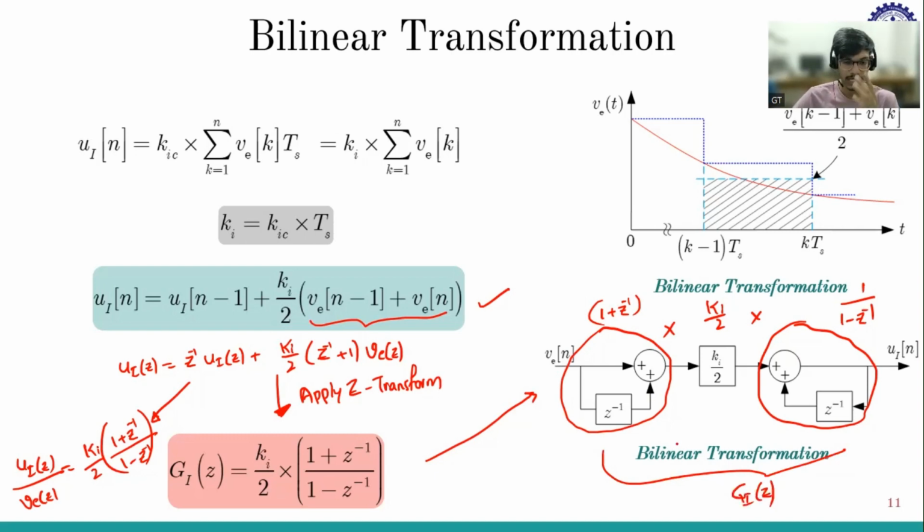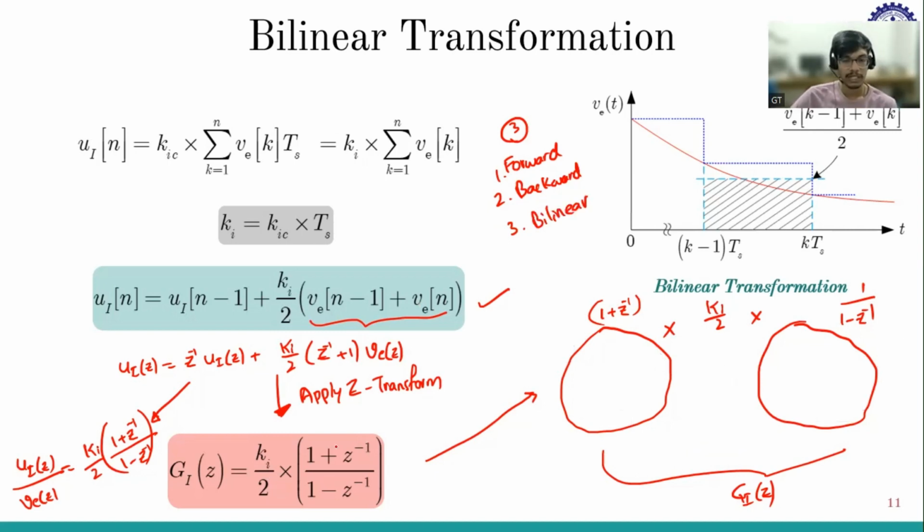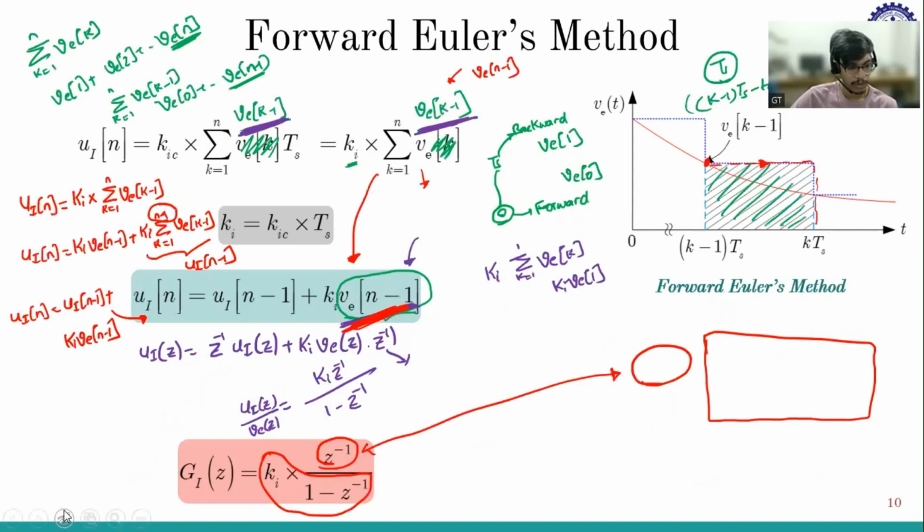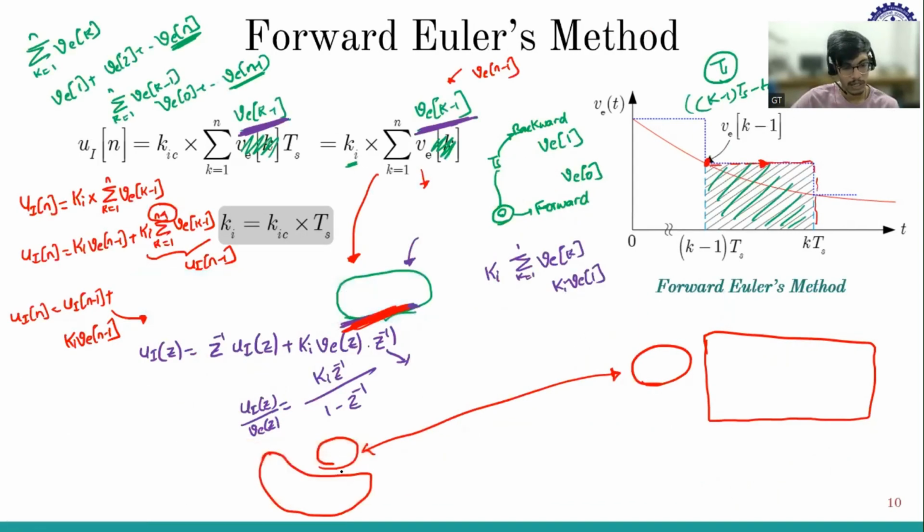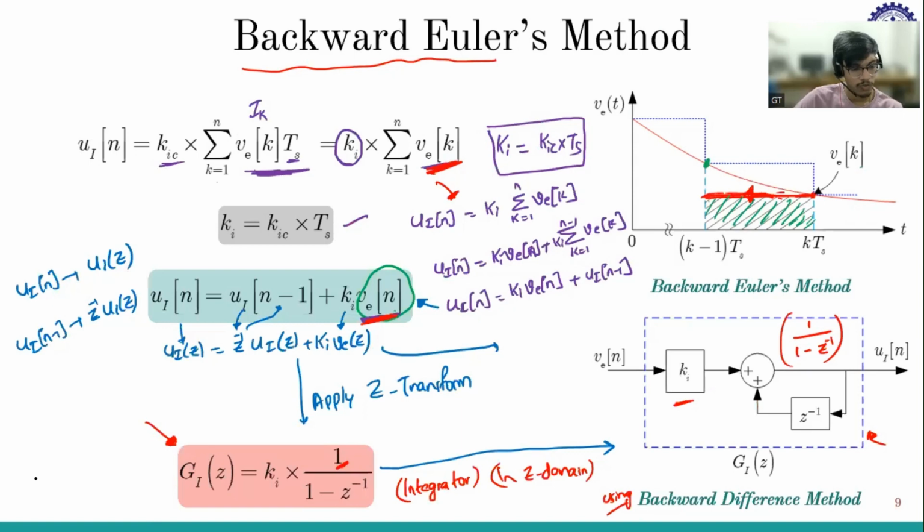So we have discussed three methods till now: forward, backward, and the other one, Tustin or bilinear transformation. Now coming to the comparison between these three. So in the case of continuous Gi of S, what is my integrator? Ki by S, right?